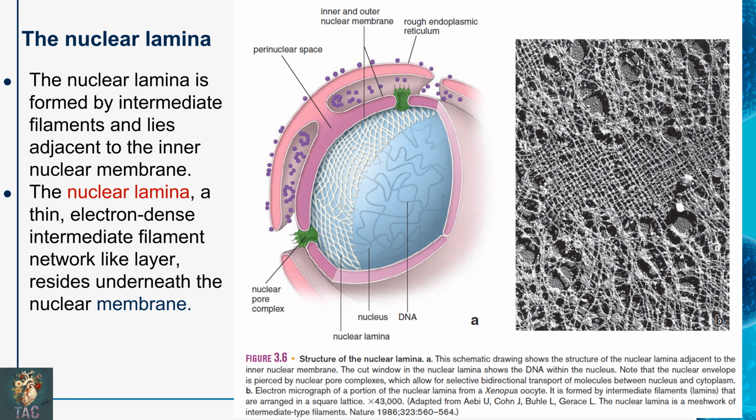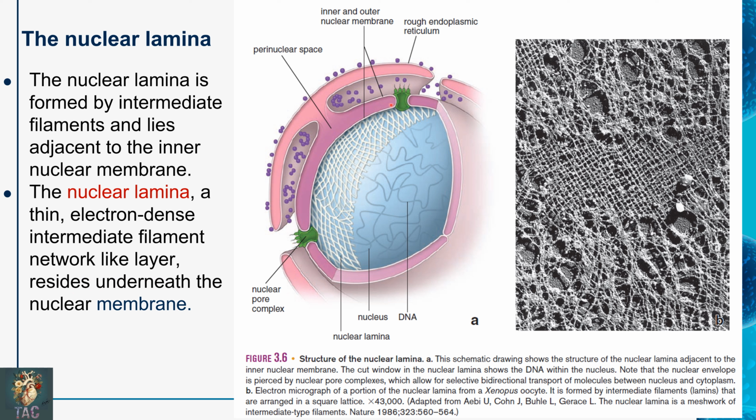So, the nuclear lamina. The nuclear lamina is formed by intermediate fibers. Here you can see this is the nuclear lamina or inner lamina. It is formed by intermediate filaments, and it lies adjacent to the inner membrane of the nuclear envelope. So this nuclear lamina is a thin, electron dense, intermediate filamentous network-like layer that resides underneath the nuclear membrane.